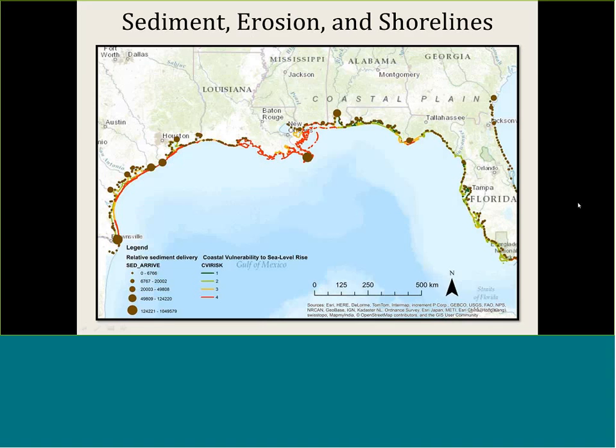So the nice thing of this index is someone already took the time to evaluate certain parameters and assign a risk score on the physical vulnerability of the shoreline to sea level rise. From this map, we can see areas in Texas and in Louisiana have a very high risk to sea level rise, although some of those areas in the Gulf of Mexico do have high sediment delivery, which plays a role in wetland accretion, but also in water quality. So those two don't always correlate.